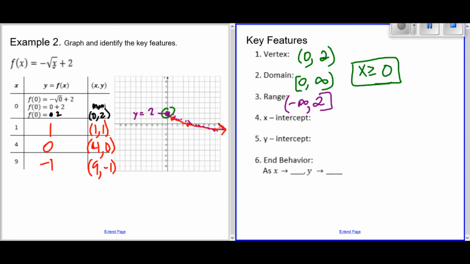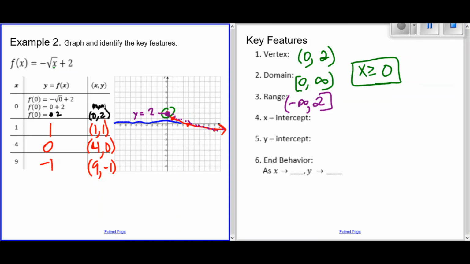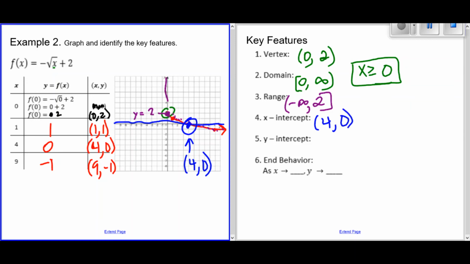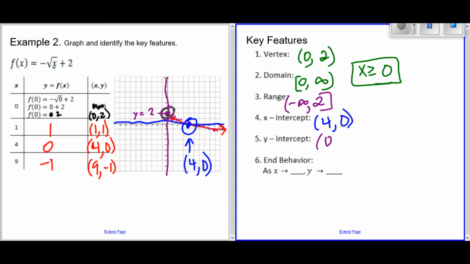The x-intercept, remember, that's where the graph crosses the x-axis. So here's my x-axis. The graph crosses right here. So this was the point 4, 0. The y-intercept, remember, that's where the graph crosses the y-axis. So here's my y-axis. And this is my y-intercept. This is the point 0, 2.